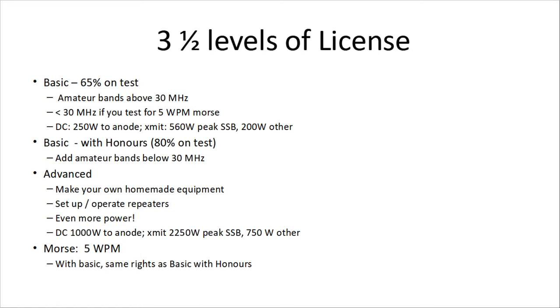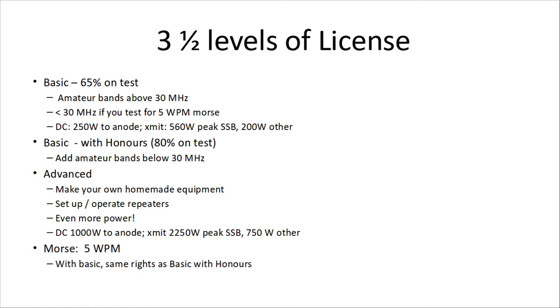Basic with honors, if you get 80% or better on the test, then you're allowed to transmit on bands below 30 megahertz. Now, what does that mean? The higher the frequency, the less distance you get out of it. The lower the frequency, the more distance you get and the less power you need for making that distance. So those bands below 30 megahertz are the ones that will get you communicating long distances across the country, across the hemisphere, and even around the world. So those frequencies are considered a little more precious, and you've got to get the higher mark.